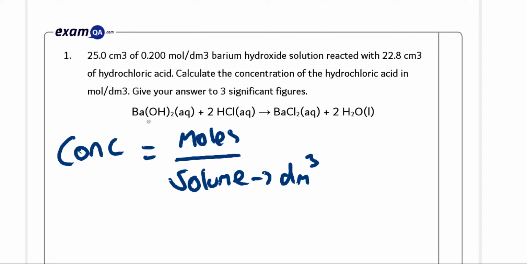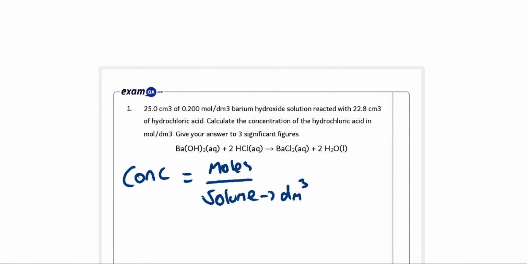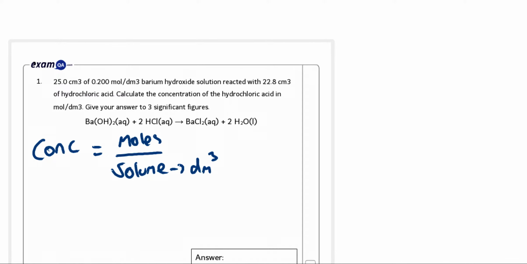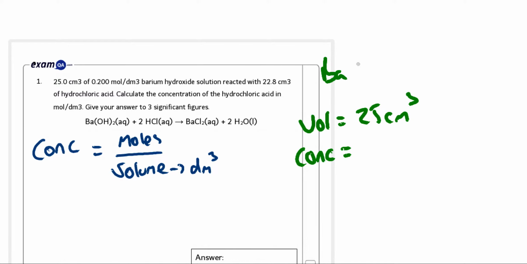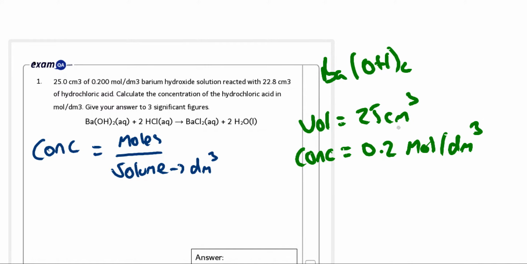So first of all, we have to look at the barium hydroxide solution, and we can calculate the number of moles of barium hydroxide. The reason why is because we have everything we need. We know the volume is equal to 25 centimeters cubed. Now we know that this is going to be a problem because our concentration demands that we have decimeters cubed, and we know that the concentration of barium hydroxide is equal to 0.2 moles per decimeter cubed.